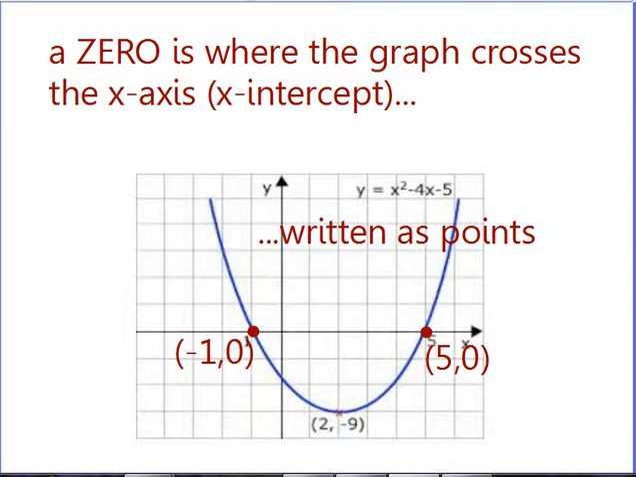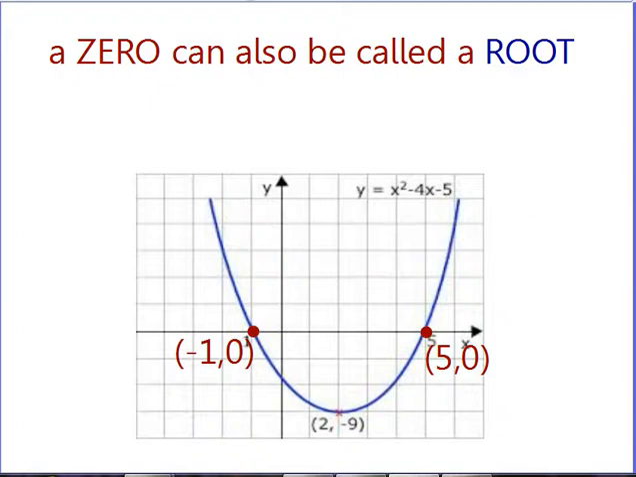Starting now, we're going to write our intercepts as points instead of just single numbers. So instead of saying my x-intercepts are at -1 and 5, I'm going to say my zeros are at (-1, 0) and (5, 0). A 0, by the way, can also be called a root. So zeros, x-intercepts, and roots are all the same thing.